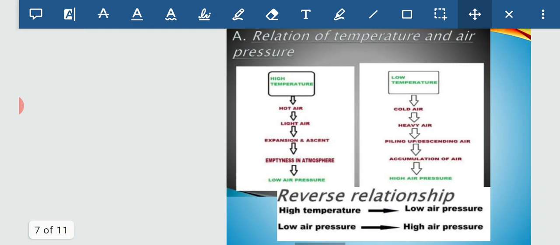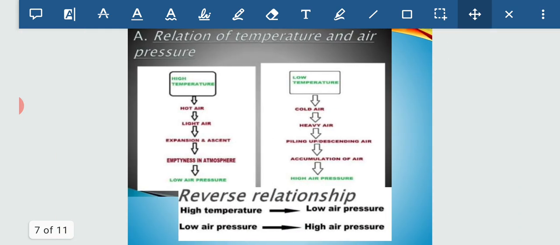Now let us move to the next part. There is a connection between temperature and air pressure. We all know there is an inverse relationship, or opposite relationship, between temperature and air pressure.